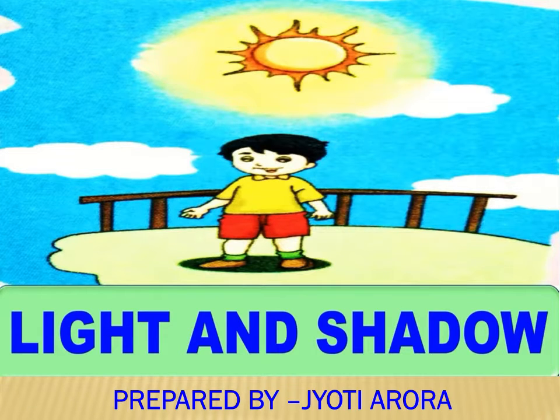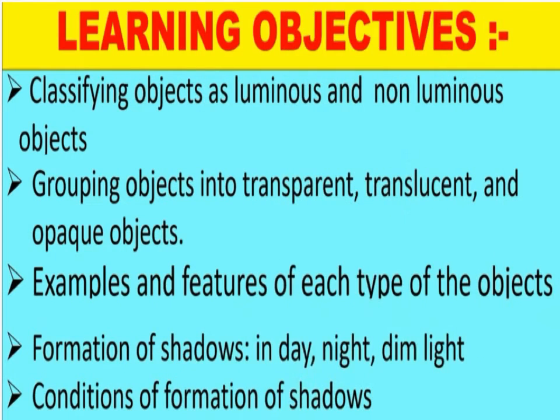Hello children, our today's topic is light and shadow. The learning objectives of this chapter are classifying objects as luminous and non-luminous objects, grouping objects into transparent, translucent and opaque objects, example and features of each type of the objects, formation of shadows in day, night, dim light, and the conditions of formation of shadows.